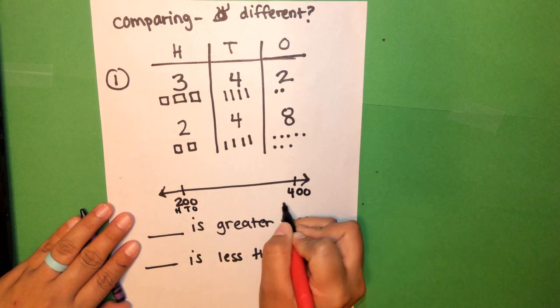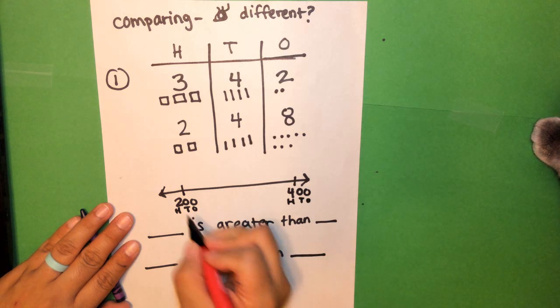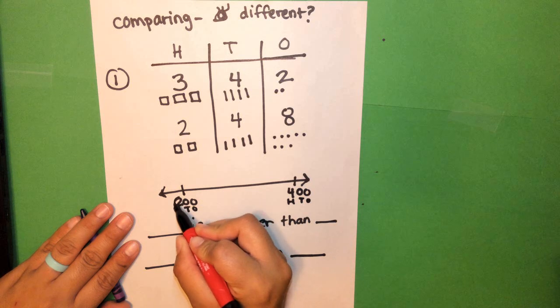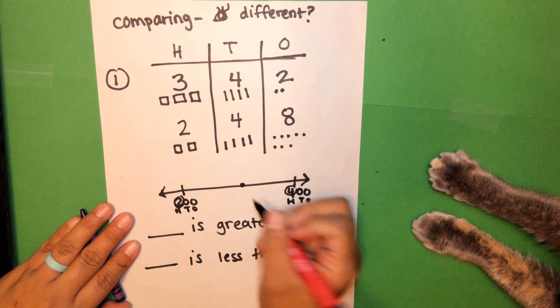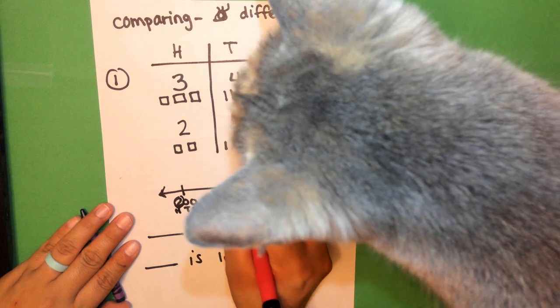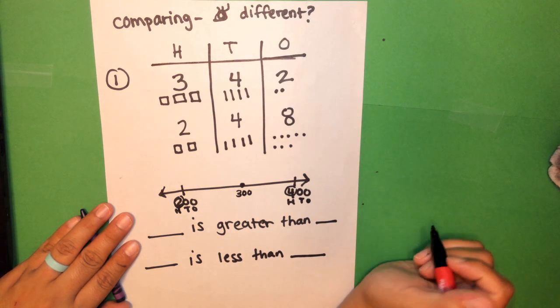Hundreds, tens, and ones. Hundreds, tens, and ones. What's changing? The hundreds place? Good. So if this is 200 and this is 400, oh sweet, my midpoint is going to be 300.